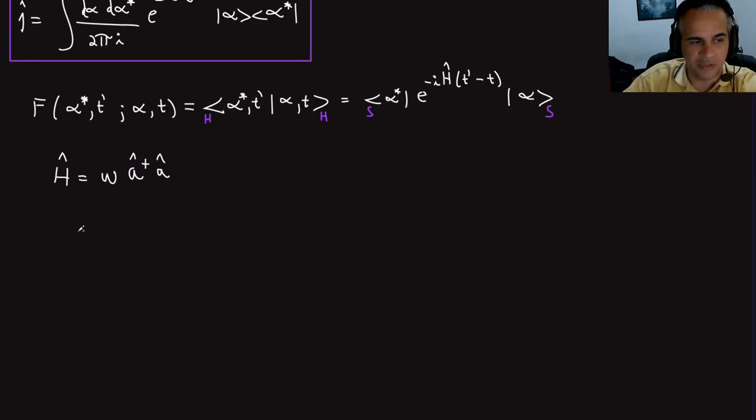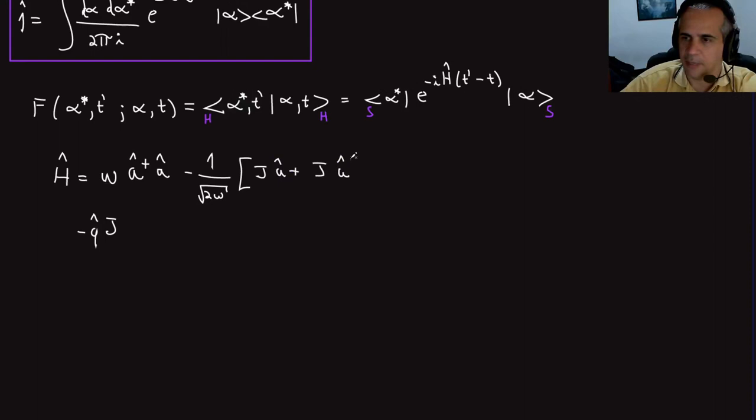This is the source. Of course, I can change to the A and A dagger just using the definition of Q in terms of A and A dagger. So that will be just 1 over square root of 2 omega J A plus J A dagger. Right? So this is my Hamiltonian now for the forced harmonic oscillator in terms of A and A dagger.